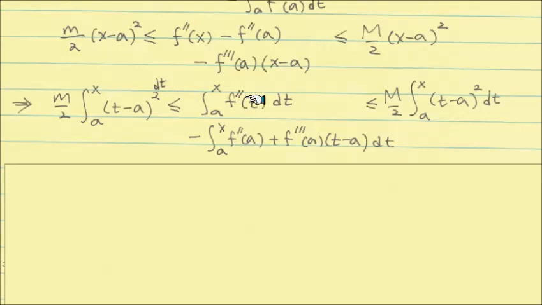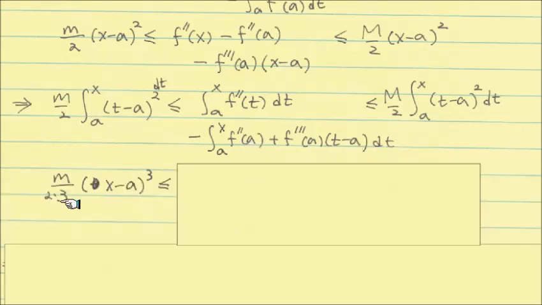So that's a functional part, that's a constant part, so it's set aside here, and together with this part is kind of a polynomial part showing up. So f double prime of a is a constant, and f triple prime of a, t minus a in there. So this will be just the integral of a polynomial, t minus a, plus a constant there.